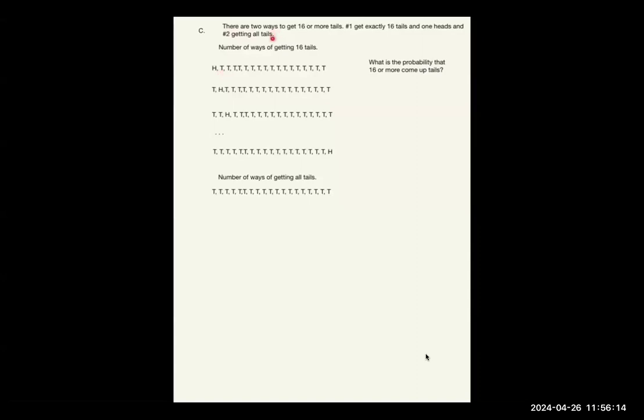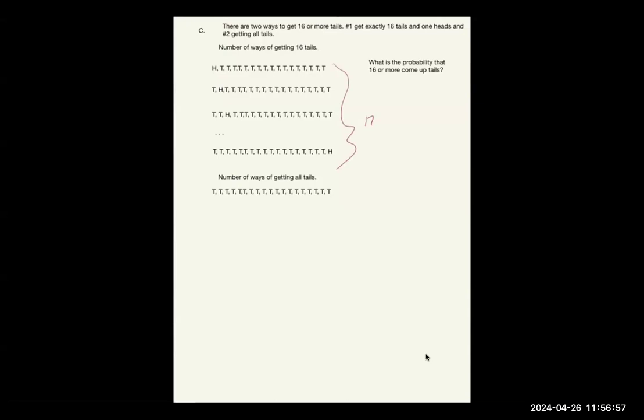When they ask how many ways can we get 16 tails, it's also asking how many ways could I get only one heads, right? If 16 are tails, that means there's one heads. The one heads could be the first spot, the second spot, third spot, fourth spot, all the way down to the last spot. So that was 17 from the previous problem. It's exactly the same result. There's 17 ways that you could have one heads and the rest tails, and that is the same as the number of ways of getting exactly 16 tails.